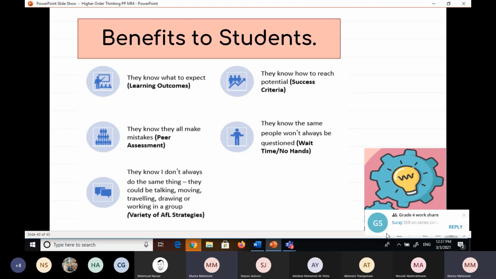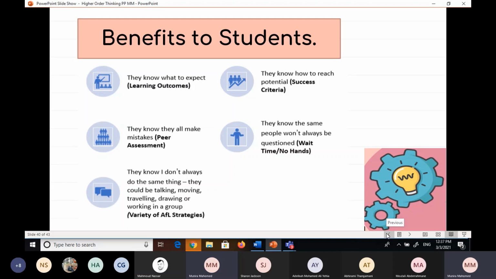The only benefits for the students is when we are doing this, they know what to expect with their learning outcomes, right? They should know that everybody in class, we all make mistakes, so nobody should be badgered for the little mistakes that we made. Everybody should be given a fair chance and they should be confident enough in their classes. Their teacher should make it comfortable enough for them so that they understand this and they accept it and they are able to move forward.